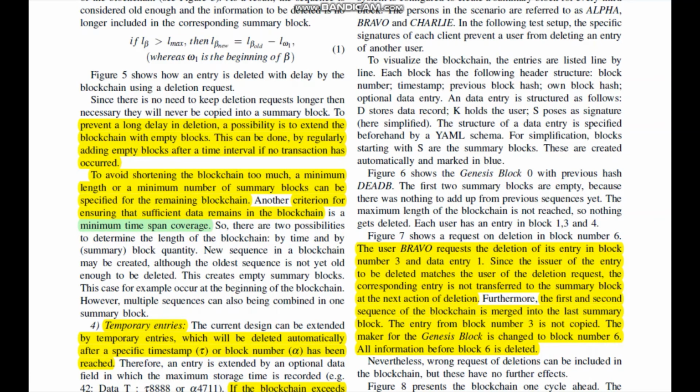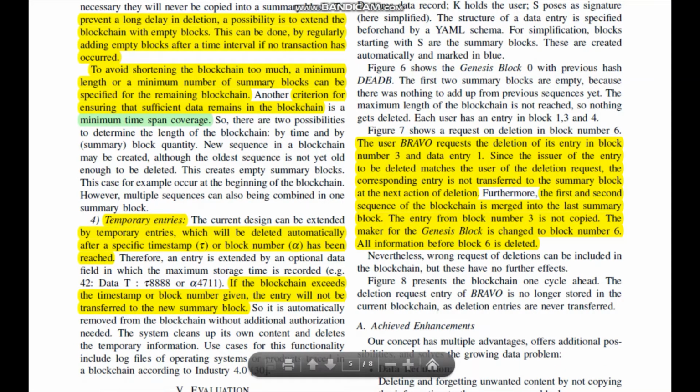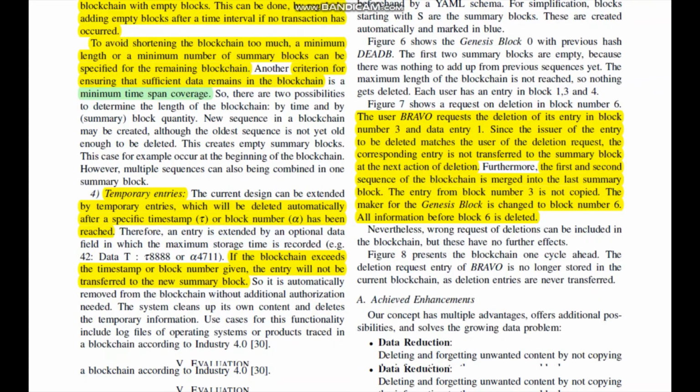Next is temporary entries. The current design can be extended by temporary entries which will be deleted automatically when a specific timestamp tau or block number alpha has been reached. So there might be things like, if you have reached a certain timestamp, then delete the entries before that. Or if you reach certain block numbers, then you make a new summary block and delete the preceding ones, right? So it is automatically removed from the blockchain and does not need additional authorization. So you don't have to wait for a long time to make a deletion.